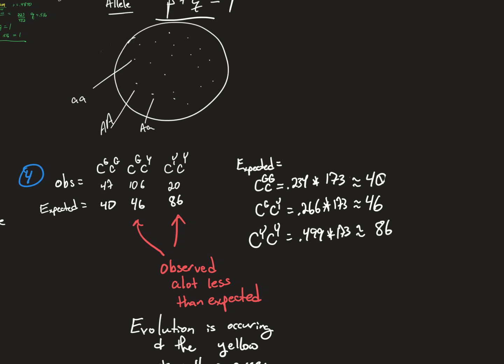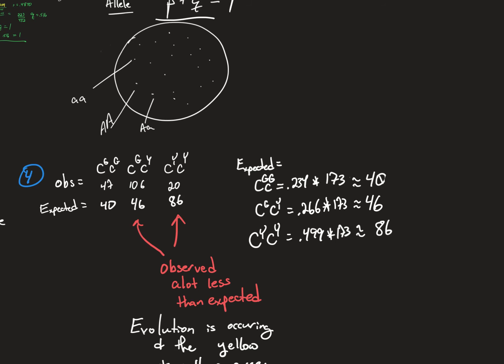We do the same thing we did a minute ago, but this time we don't have to do all those predicted frequencies, because we know what the frequency should be. There they are. This is what we already calculated, right? That doesn't change. So now, times 173, we expect to see 40, 46, and 86.